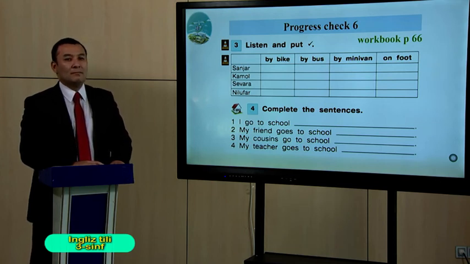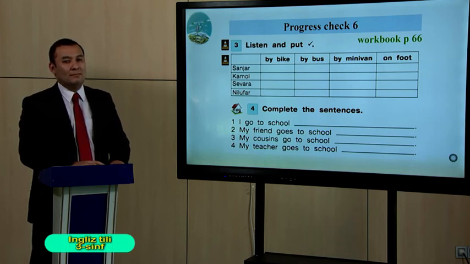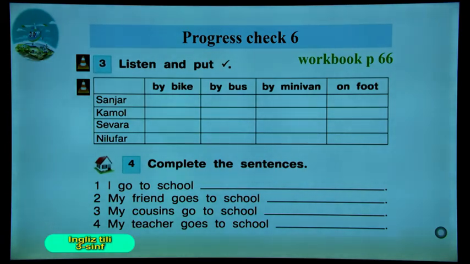Listen and put. Sevara goes to school by minivan. Kamal goes to school by bus. Sanjar goes to school on foot. Nilufar goes to school by bike.